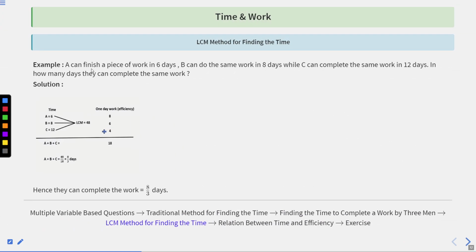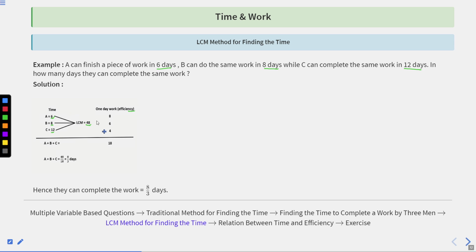So A can finish a piece of work in 6 days, B can do the same work in 8 days, while C can complete the same work in 12 days. In how many days can they complete the same work? So A can complete it in 6 days, B in 8 days, and C in 12 days. And as discussed, you have to take the LCM of all these days, that is 48. Okay, and the work efficiency will be obtained.